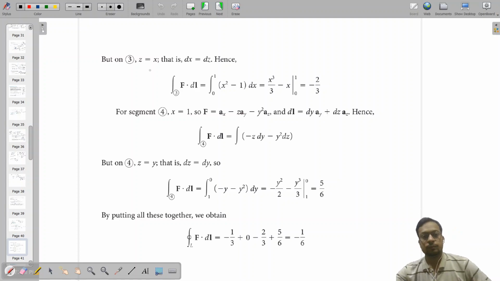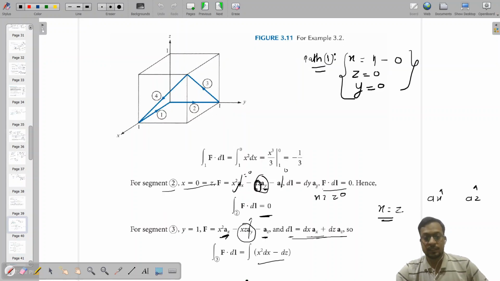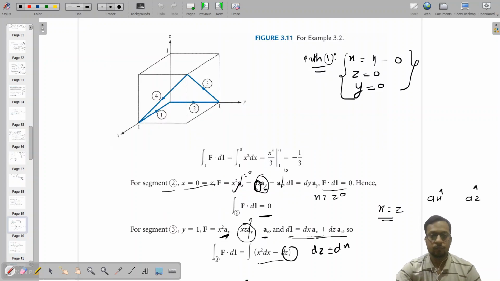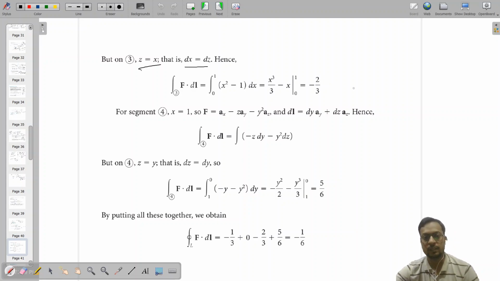Here we have seen that z equal to x, therefore dx equal to dz. So we converted this line integral, that is we rewrote this dz as dx. So dz equal to dx, therefore the whole integration equation becomes the integral of x square minus 1 into dx. So that is x cubed by 3 minus x, putting the limit from 0 to 1. Here we see that the x and z are varying from 0 to 1. Therefore, we have put the limit of x, that is 0 to 1. We get minus 2 by 3. Now for path 4.